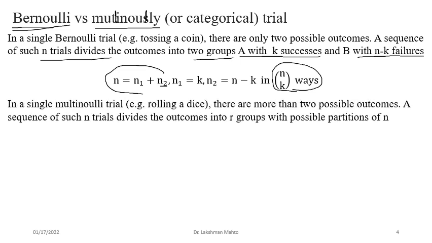Now another situation comes: if you have a multinomial trial, such as rolling a dice, there would be more than two possible outcomes with respect to each trial. So if you take a sequence of n such trials, that will divide the outcomes into more than two groups, say r groups, with a possible partition of n. So here again we are talking about a partition of n. How much do you understand about partition of a natural number n? Here n is a natural number, counting the number of trials.